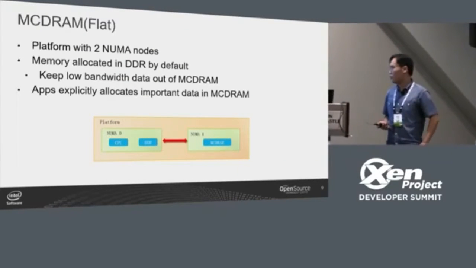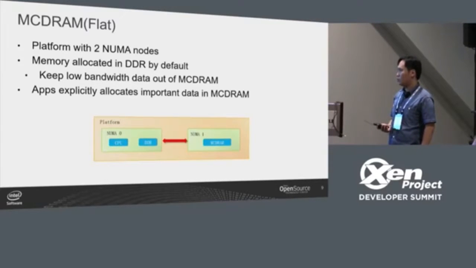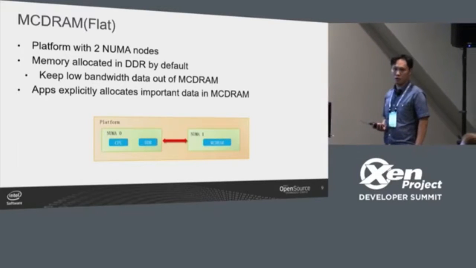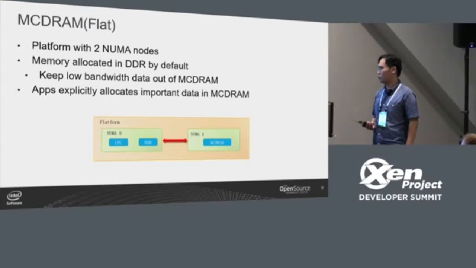When MCDRAM is in the flat mode, the platform exposes 2 NUMA nodes. One NUMA node is for CPU and DDR memories. Another NUMA node is for MCDRAMs. To make sure non-important data stays out of MCDRAM, the NUMA node of MCDRAM has a far distance to the NUMA node of the CPU. When the system boots up, it will allocate memory from the DDR memory by default. If the software wants to use the MCDRAM, it needs to allocate the important data in the MCDRAM explicitly via some new kind of interface.